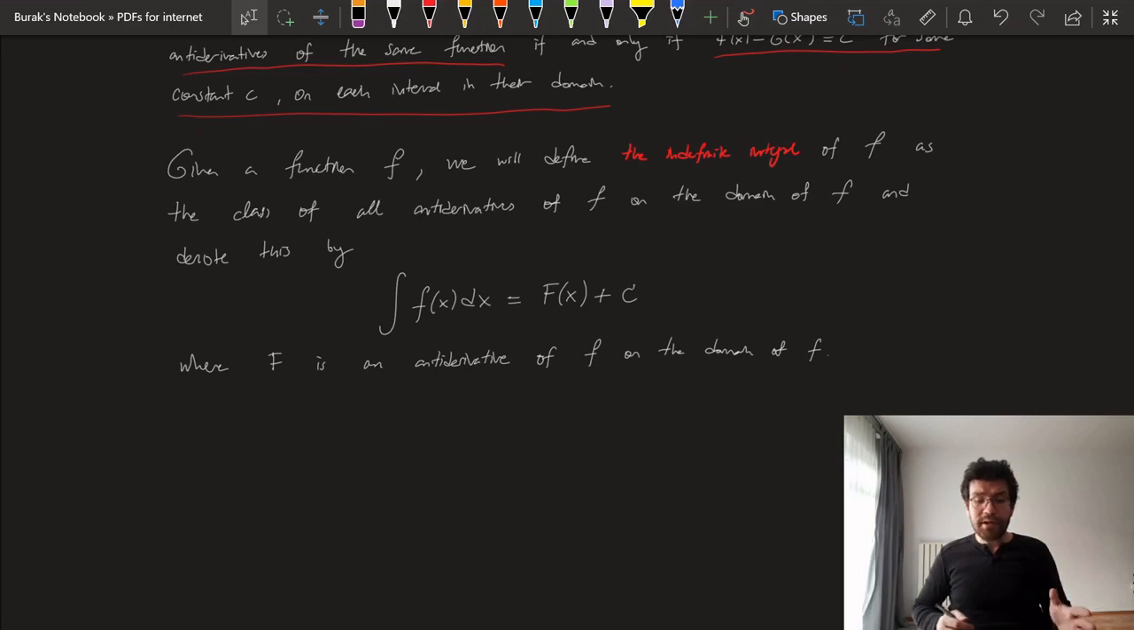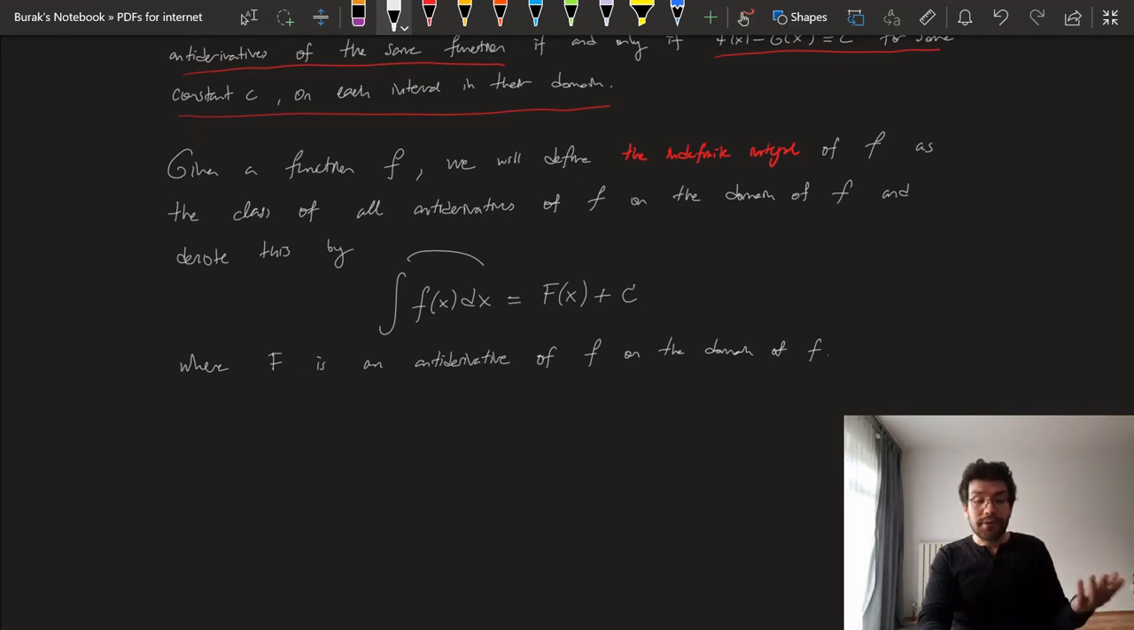So what I'm doing here is this. I have a function little f. I'm defining its indefinite integral to be not just a single function, but a set of functions. A set of functions doing what? A set of functions which are exactly the antiderivatives of a little f. Okay, so this is not a single function, but it's a class of functions, and it's the class consisting of all antiderivatives of f. Okay, so in this thing, I have all the antiderivatives of f.